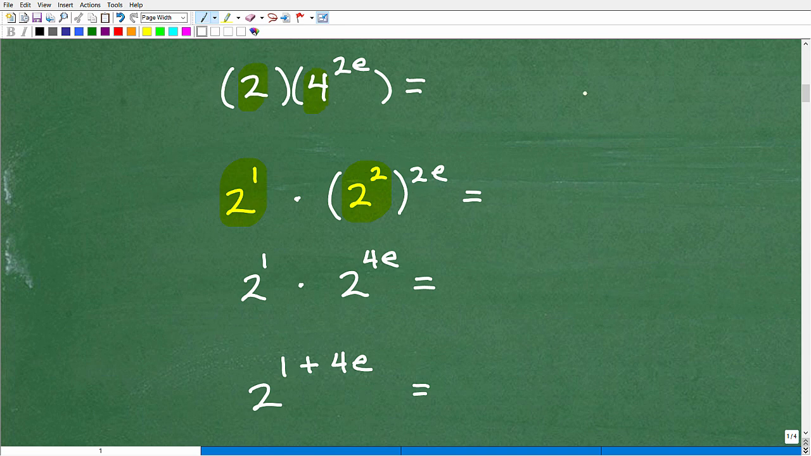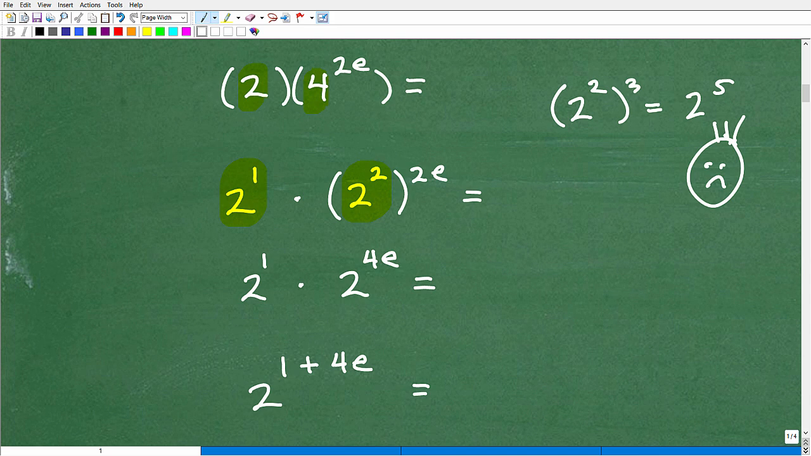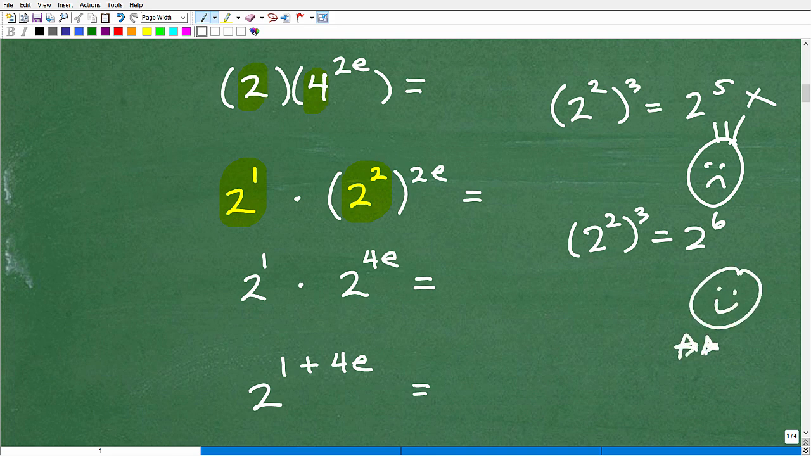Now, let's just go and review something. Let's say I have 2 squared to the 3rd power, okay? This is basic rules of powers and exponents. What's this equal to? Now, if you said 2 to the 5th, then give yourself a sad face. That's not good. Okay, you got to go watch more of my YouTube videos or maybe jump into my algebra course. I also teach this in my Algebra 2 course. This is wrong. No, no, no. 2 squared to the 3rd power is 2 to the 6th. Okay, so if you got that, definitely give yourself a happy face and a couple stars just for good order.